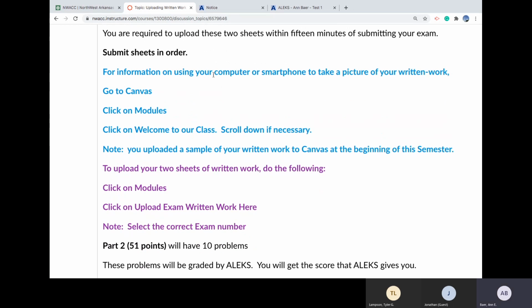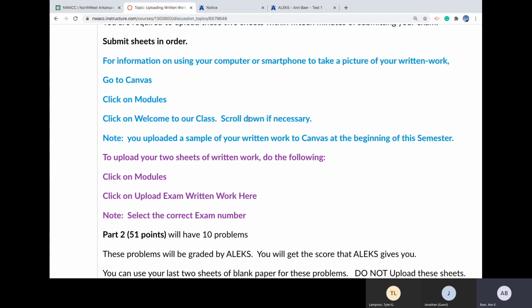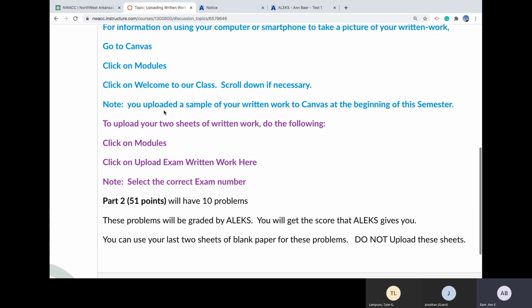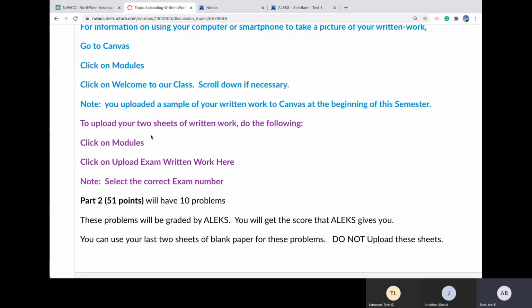For information on using your computer or smartphone to take a picture of your written work, this was all in blue here, was all in Canvas at the beginning of the semester. So I am just pointing you to that with the blue. That's just telling you how to get back to what you saw at the beginning of the semester. Now in purple, this is what's new. Upload your 2 sheets of written work. Do the following. Click on modules, click on upload written work here, select the correct exam number.